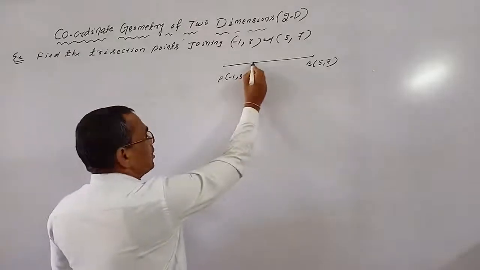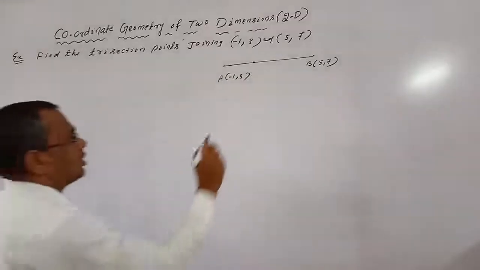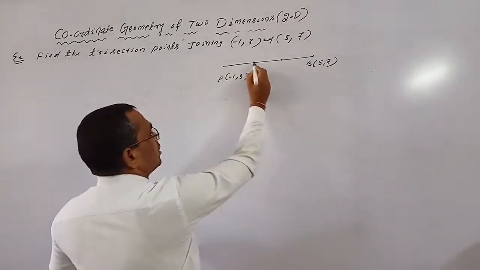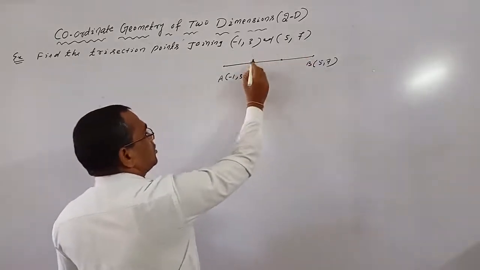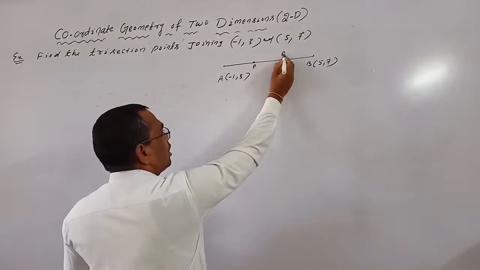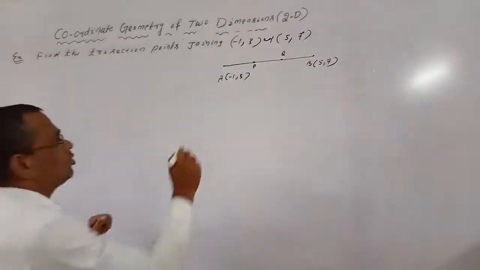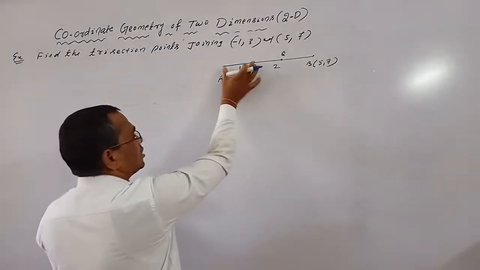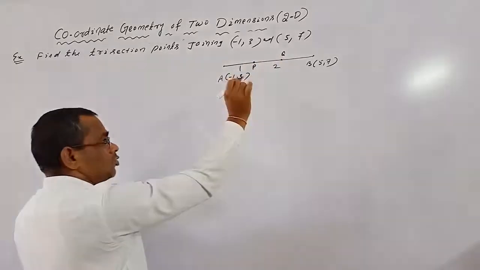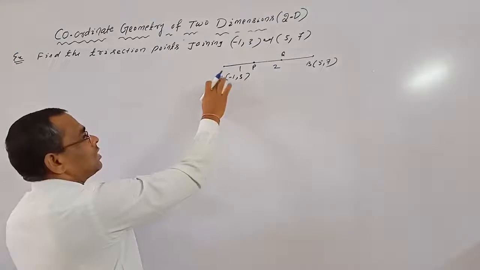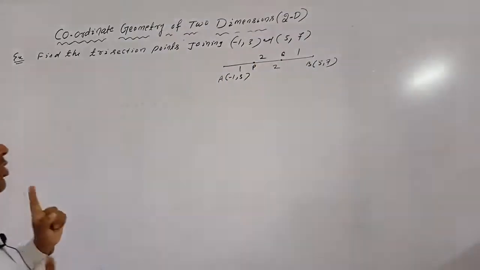Trisection points means two points divide the segment into three parts. There are 2 trisection points. This is the one part, another part, and the third part. So P and Q are 2 trisection points. Here P divides AB in the ratio 1:2, and Q divides the line segment AB in the ratio 2:1. So for trisection there are 2 points. Answer.